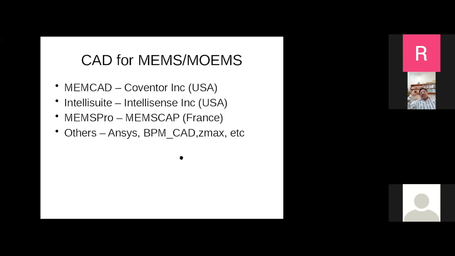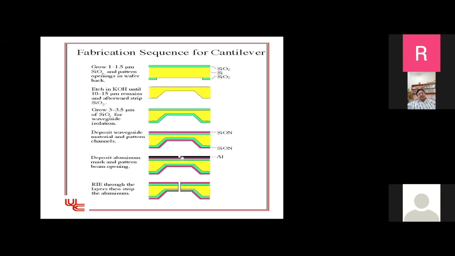So BPM CAD is a tool for light propagation, ZEMAX for lenses and all those things. You can combine whatever is necessary for your application and then use them. Of course, we have to test with some small example. In any CAD tool, you always choose some small example and then test it. That is an important requirement. Otherwise, we don't know whether we are getting a correct result or not.